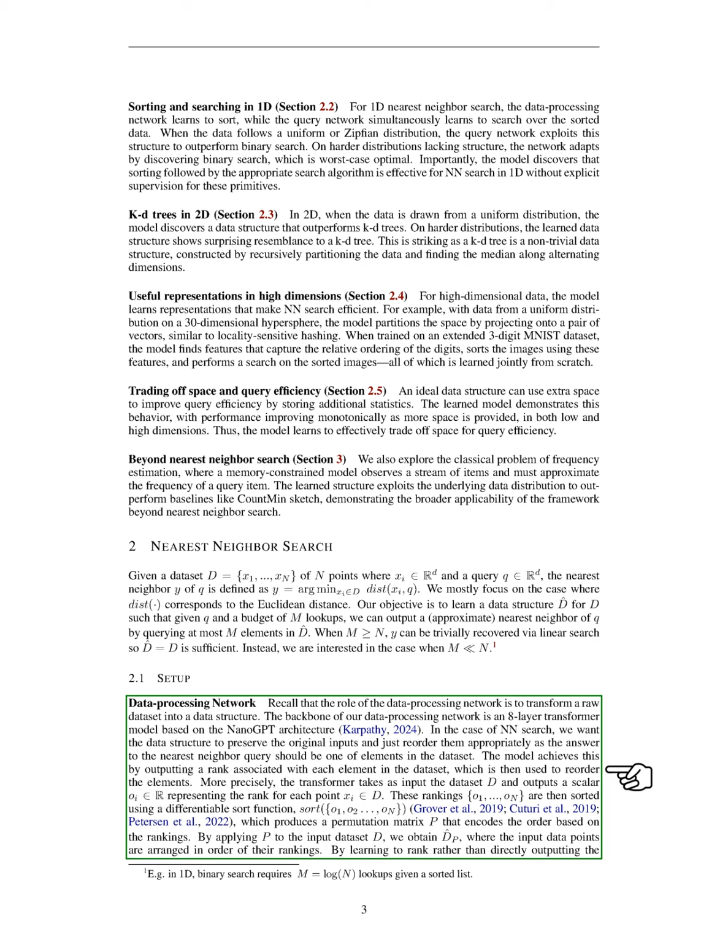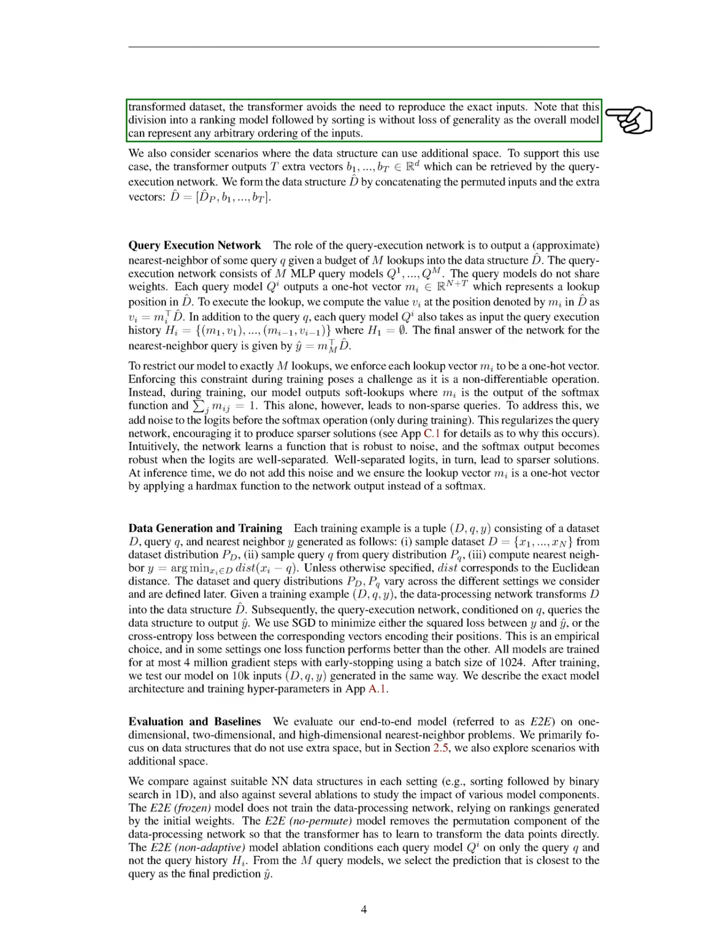Specifically, the transformer takes the dataset as input and outputs a rank for each point. These rankings are sorted using a differentiable sorting function, resulting in a permutation matrix that indicates the order based on the rankings. By applying this matrix to the dataset, we obtain a reordered version. This ranking approach allows the transformer to avoid needing to reproduce the exact inputs.